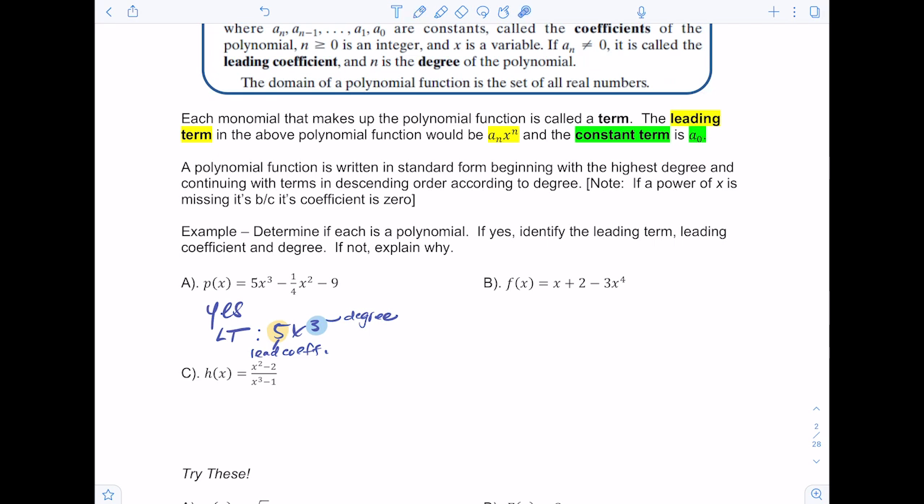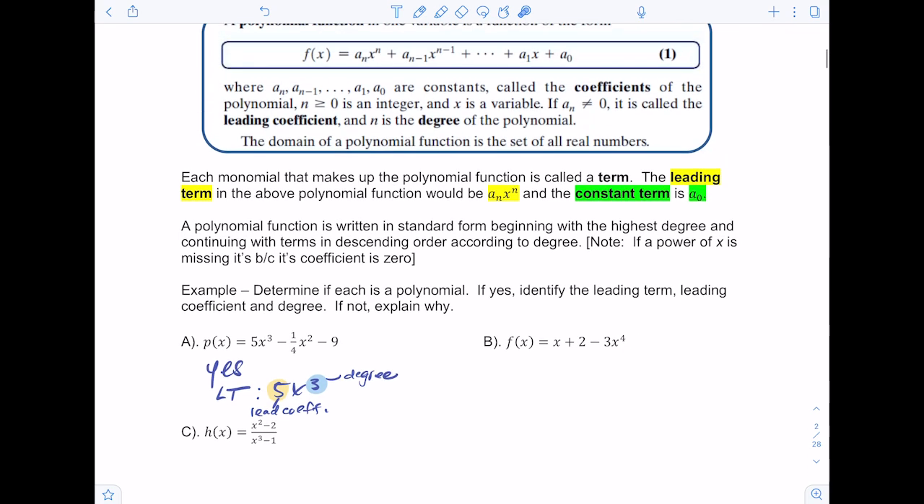In letter B, I have f of x equals x plus 2 minus 3x to the fourth. This is a polynomial because none of my x's are in a denominator. All of my powers are integers, so x to the first, x to the fourth, and this would actually be x to the 0 power. So anything to the 0 power is 1, so it's not written. And it's just not in standard form. So we're going to put it in standard form. So yes, this is a polynomial.